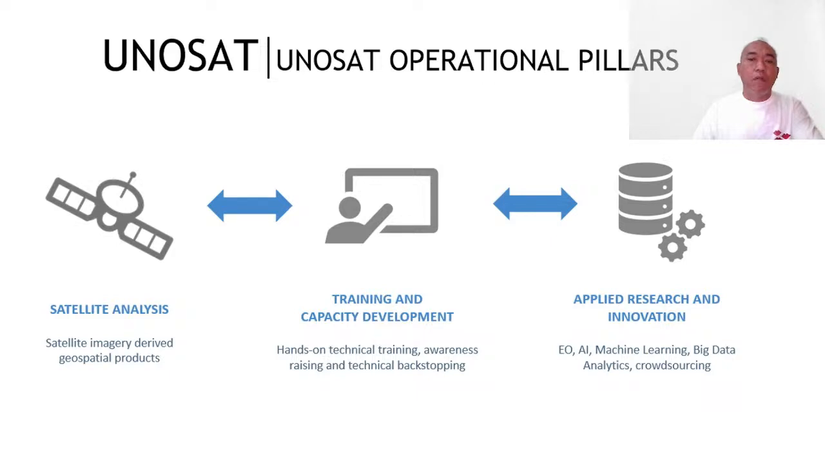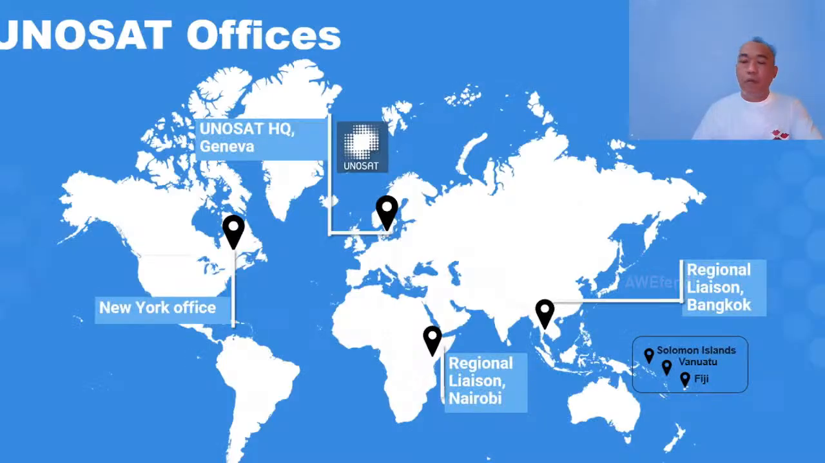anywhere at any time. UNISAT operates around the world, from headquarters in Geneva with regional offices in Bangkok, Nairobi, and New York. UNISAT is also represented in the Pacific, in Fiji and the Solomon Islands.